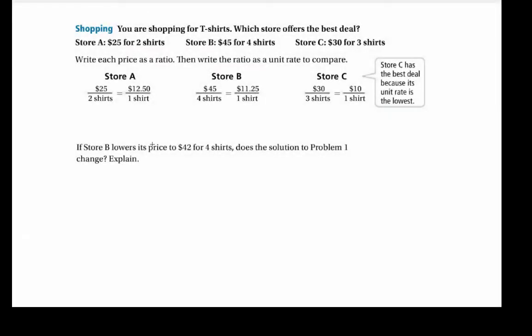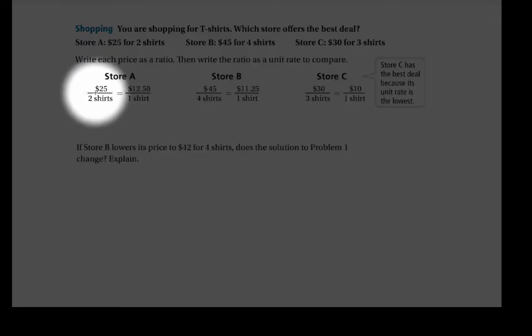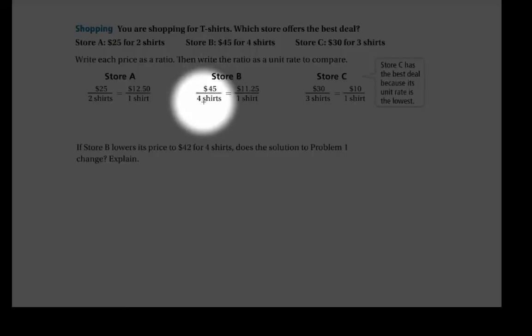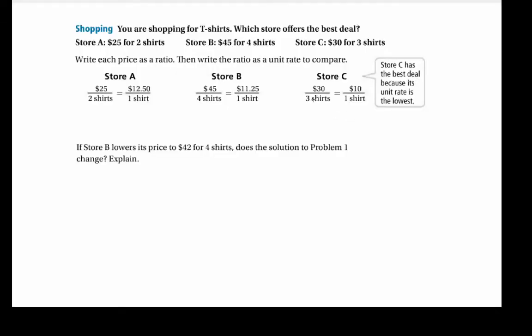Let's look at some examples here. Suppose you're shopping for t-shirts. Which store offers the best deal? Store A has $25 for 2 shirts. Store B has $45 for 4 shirts. Store C, $30 for 3 shirts. Well, we could write each price that we are given as a ratio. Here we have $25 per 2 shirts. Here we have $45 per 4 shirts. Here we have $30 per 3 shirts.